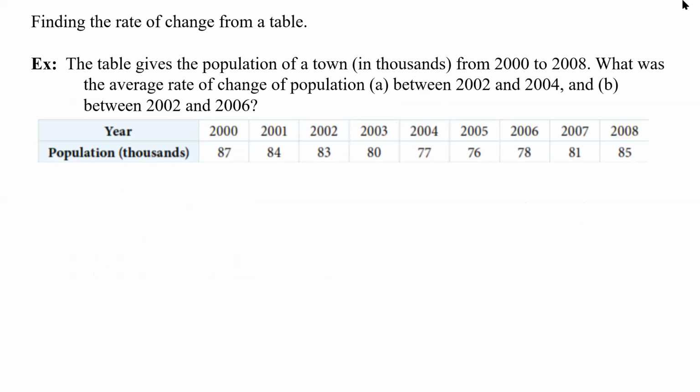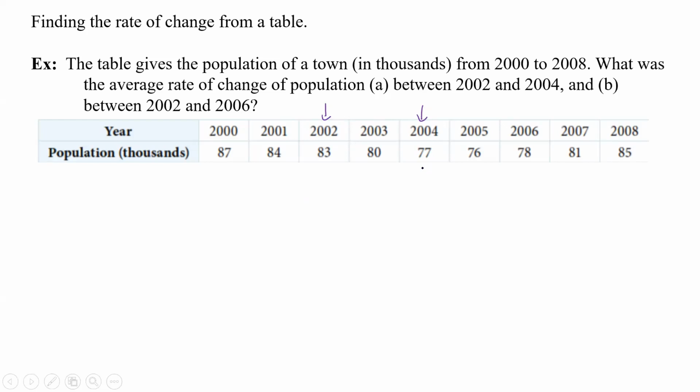All right, we also have tables we can use. Here we can find the rate of change from the table. This table gives the population of a town in thousands from 2000 to 2008. What it asks for is the average rate of change in the population between 2002, so our first one is going to be from here, and 2004, which is here.